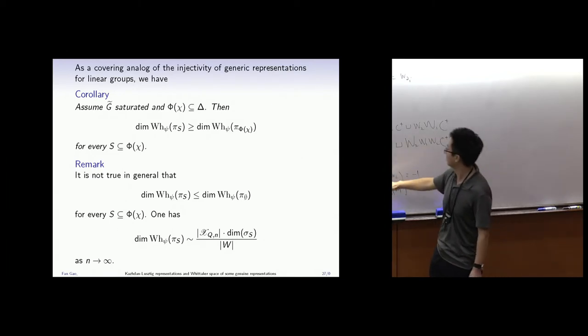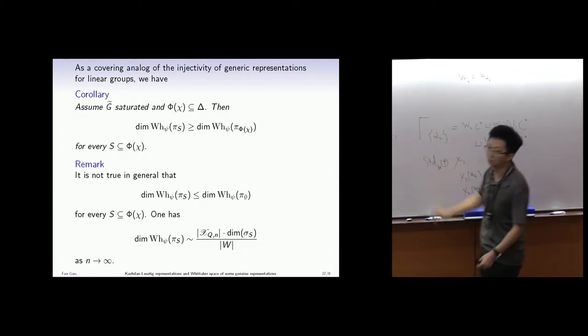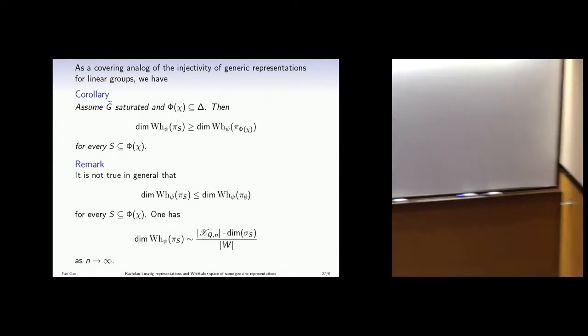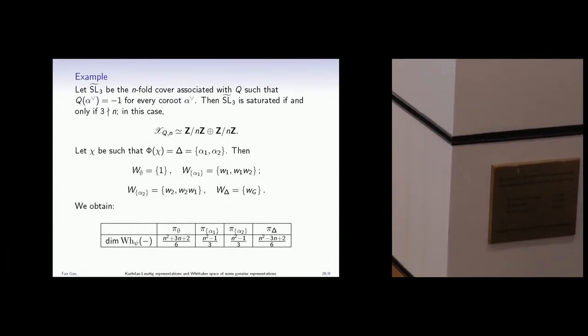Once you plug in this representation and you pair with the universal permutation representation, you will be able to compute the dimension for this constituent. That's actually what I did, I believe, for the degree n cover of SL3. By computing the root data, you can easily compute that it is saturated if and only if n, the degree of covering, is not divisible by 3. It could be 1, it could be 2, but not 3. In this case, you have this moduli space to be actually two copies of Z mod n Z.